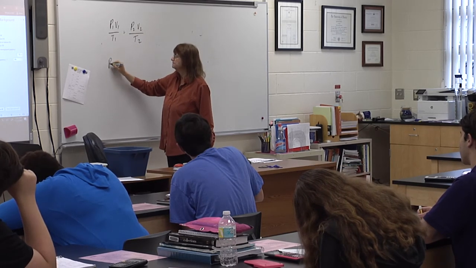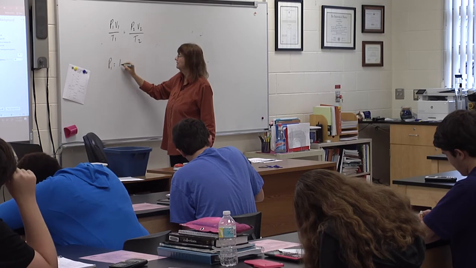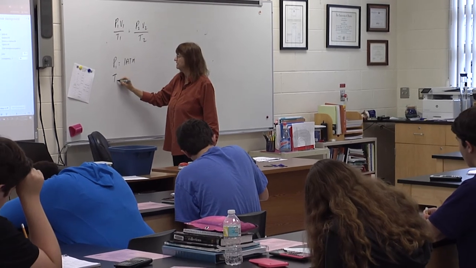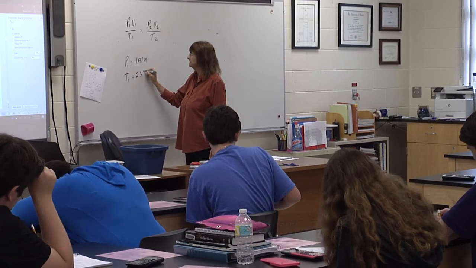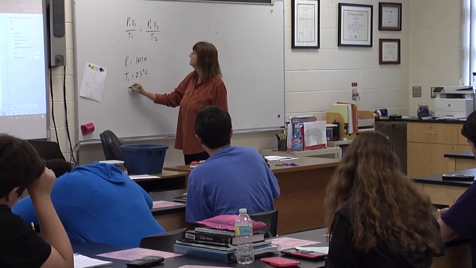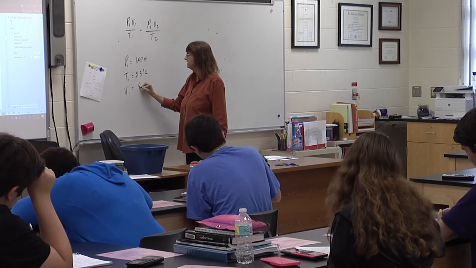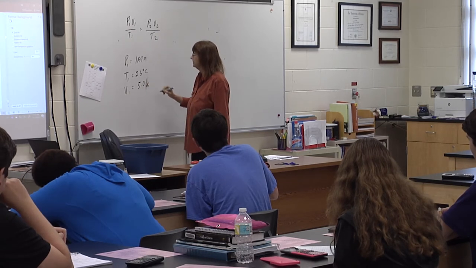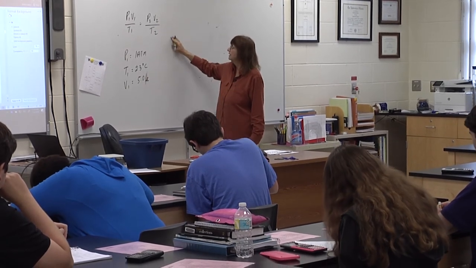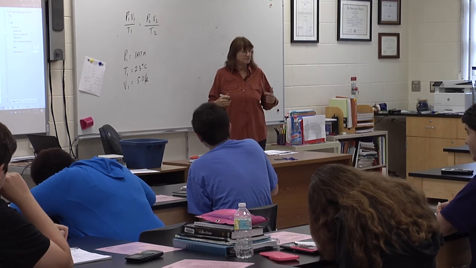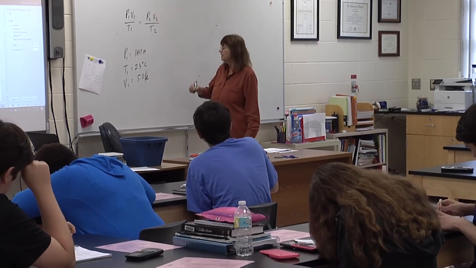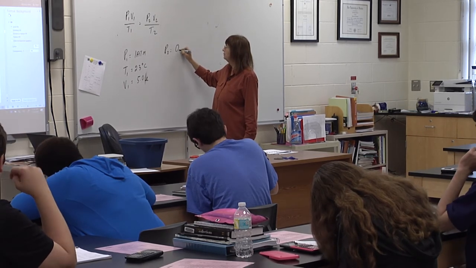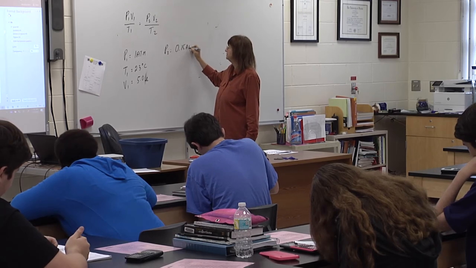Our starting pressure, let's use atmospheres, one atmosphere. Let's use a starting temperature of room temperature, 23 degrees Celsius. Let's use an initial volume equal to 5.0 liters. We're taking a balloon on another journey. Okay. We're going to take it up into the atmosphere again. We're going to take it to where the pressure is equal to 0.15 atmosphere.